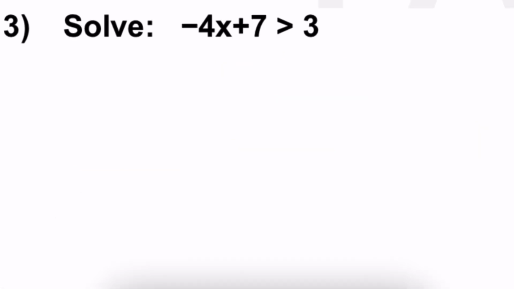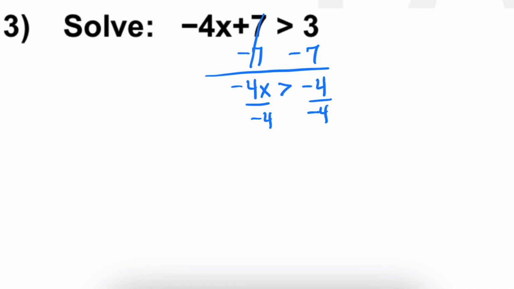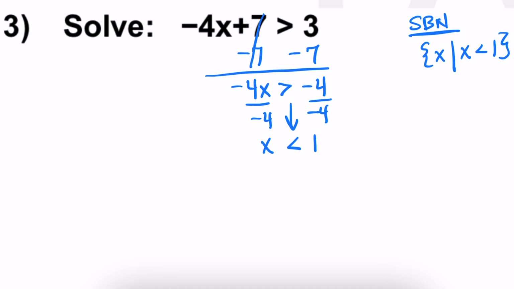For question 3, solve negative 4x plus 7 is greater than 3. Again, subtract 7 from both sides. And you get negative 4x is greater than negative 4. Divide by negative 4. And so x is going to be, you got to switch the direction, less than 1. Set builder notation is going to be the set of all values of x such that x is less than 1. And then interval notation is going to be parentheses negative infinity to 1 and also parentheses.